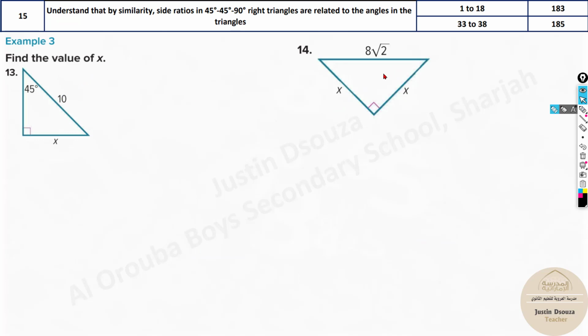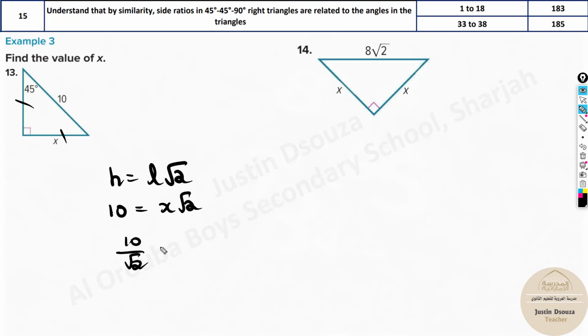Now you can see here, even over here, they have told it's 45, so this is leg and leg. So we know that hypotenuse equals L root 2. Now hypotenuse is known to be 10 equals, what is L? Unknown x, root 2. So take the root 2 to the other side, it will be 10 divided by root 2 equals x. This is the answer, or sometimes they'll do the simplification.